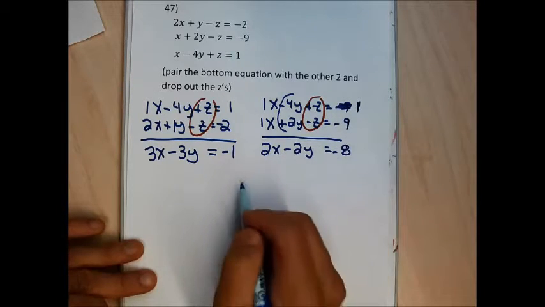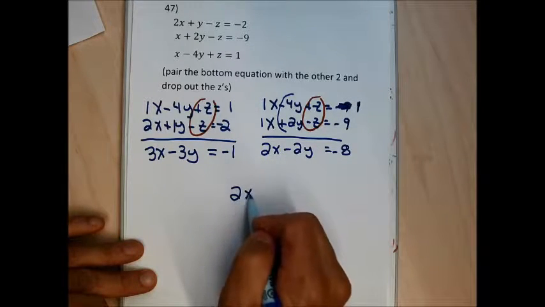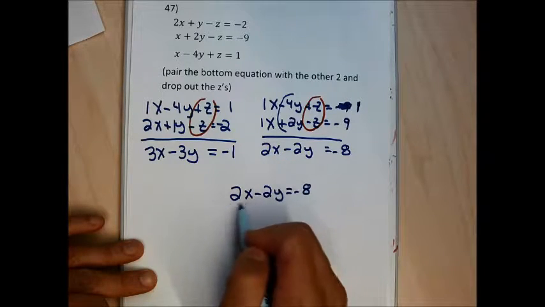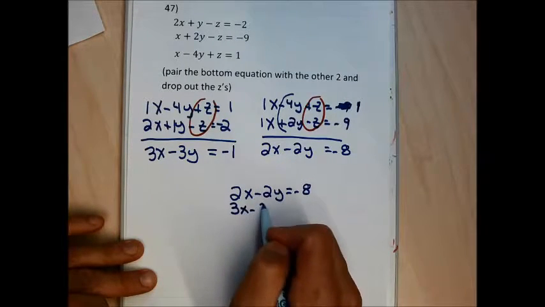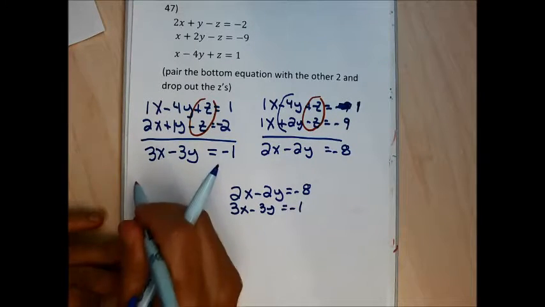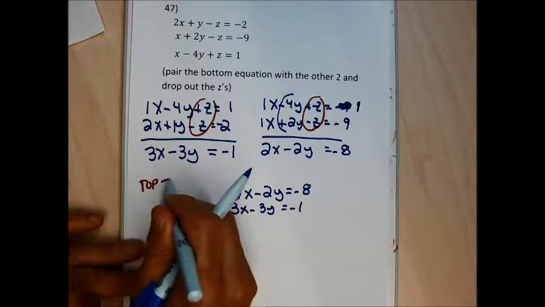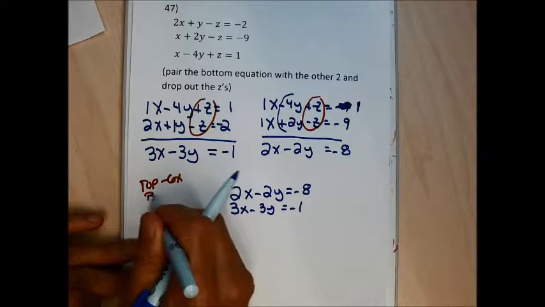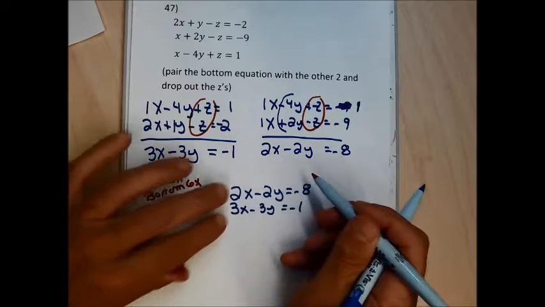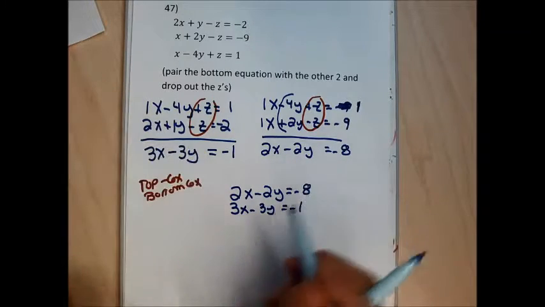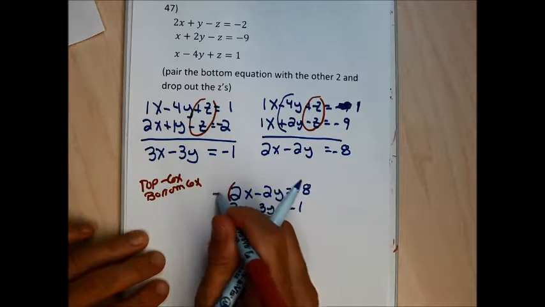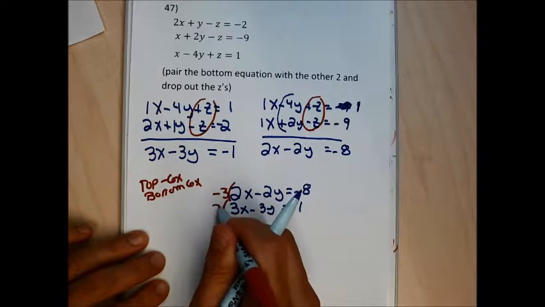So I'm going to stack these on top of each other now. Get 2x minus 2y equals negative 8 on top of 3x minus 3y equals negative 1. I'm going to make the top have a negative 6x and the bottom have a positive 6x. 6 is the least common multiple between 2 and 3. That's why I picked a 6. Multiply the top by negative 3, the bottom by 2.